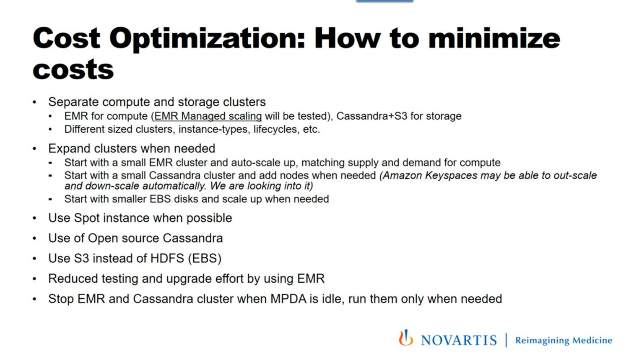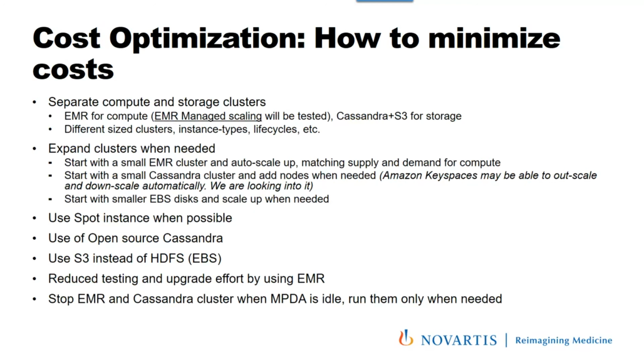We have separate environments. We're using different size clusters. We're using scaling nodes where we scale up and down, in and out. We're using open source Cassandra. Obviously, that saves money. We're reducing price while testing, so environments are not up 24/7. We're using S3 instead of HDFS, which can be quite expensive, and we're monitoring for all of this. We have budgets. We have other tools, Cost Explorer, Trusted Advisor, etc. We also have reserve instances, saving plans, and enterprise discount program.